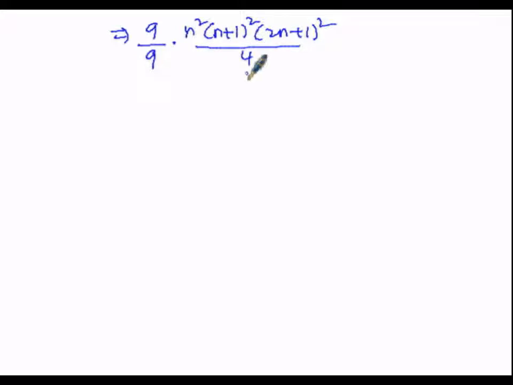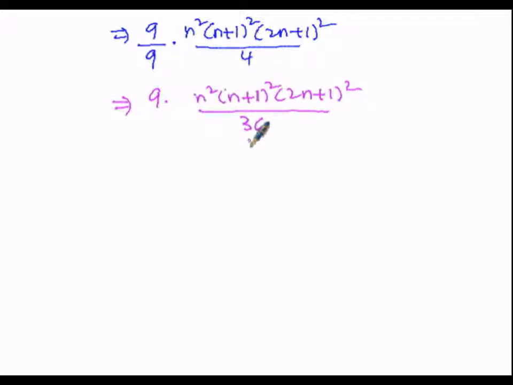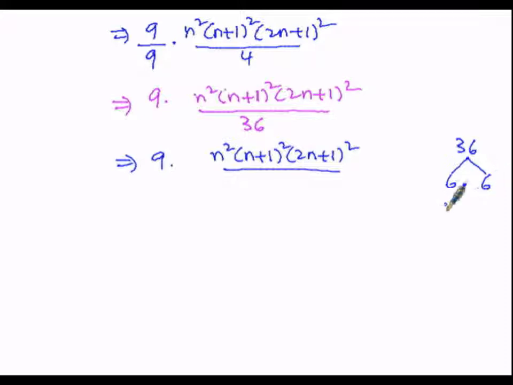Then now 9 written as it is in the numerator, then n square and n plus 1 whole square into 2n plus 1 whole square, overall divided by 9 into 4 is 36. Whereas in the next logical step, 9 into n square written as it is into n plus 1 whole square into 2n plus 1 whole square overall divided by this 36, which can be splitted as 6 into 6, or in other words 6 is repeatedly multiplied twice, so it can be written as 6 square. Based upon this logical step, I wrote this condition.